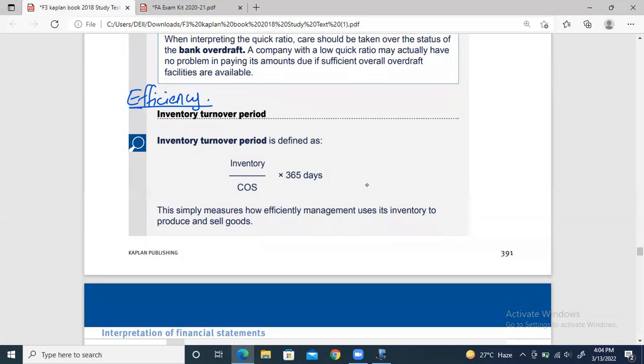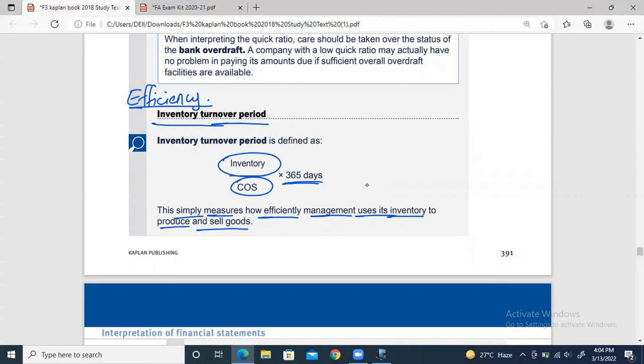So the first efficiency ratio is the inventory turnover period. Again, turnover means how quickly the item is being sold out or finished, right? So this means how quickly the inventory is being turned over. The formula is inventory divided by cost of sales multiplied by 365, right? This simply measures how efficiently management uses its inventory to produce and sell goods. So it's again an efficiency ratio, right?